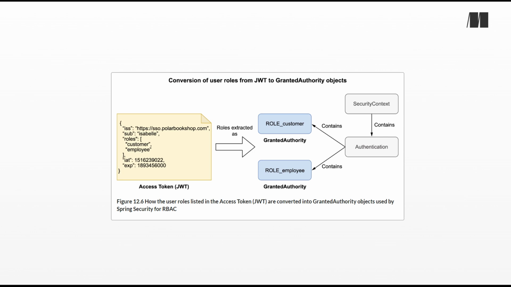We want to set up a role-based access control, RBAC, strategy using the user roles provided in the roles claim of the access token, see Figure 12.6. In this section, I'll show you how to define a custom converter for the access token to build a list of granted authority objects using the values in the roles claim and the ROLE_ prefix. Then we'll use those authorities to define authorization rules for the endpoints of Catalog service. Figure 12.6. How the user roles listed in the access token, JWT, are converted into granted authority objects used by Spring Security for RBAC.